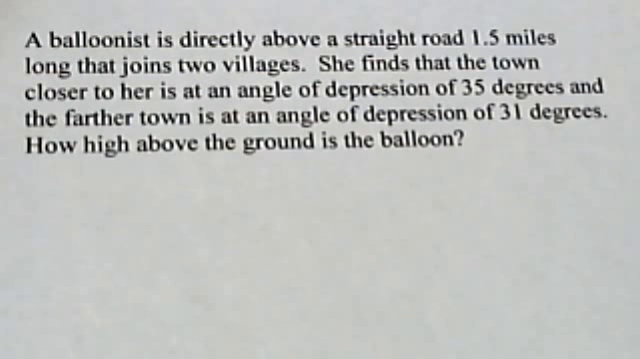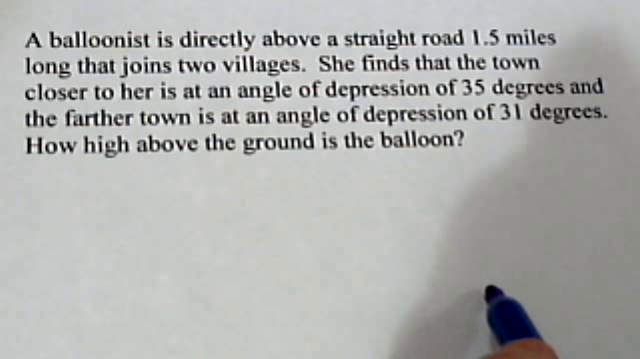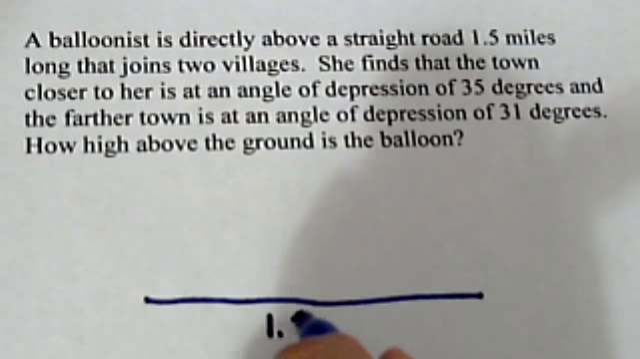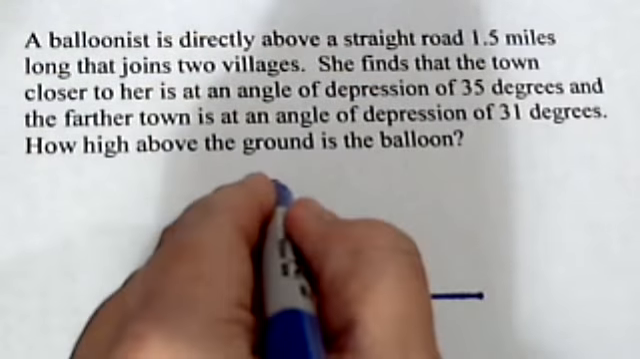Okay, we're going to use the law of sines on this one. And this one's a little bit involved. We got a balloonist directly above a straight road, 1.5 miles long, that joins two villages. So let's draw the road. Make that 1.5 miles. And the balloon is somewhere above that.